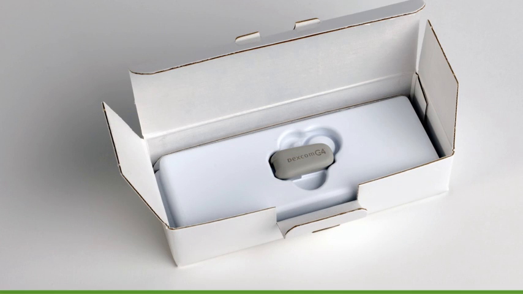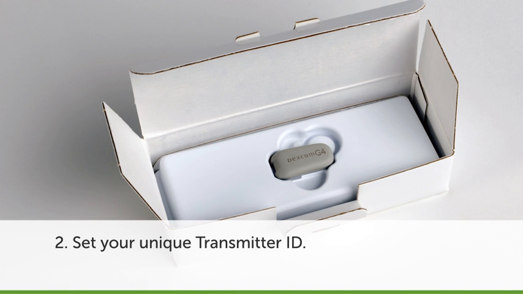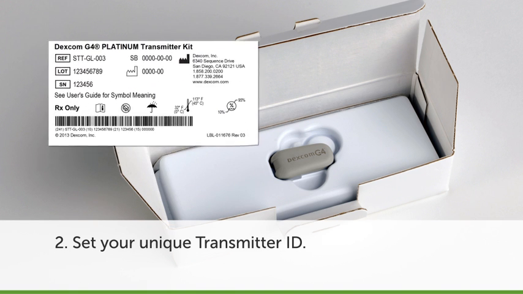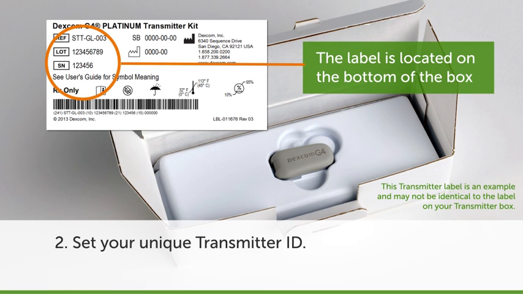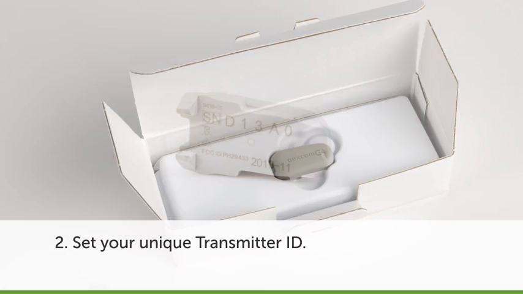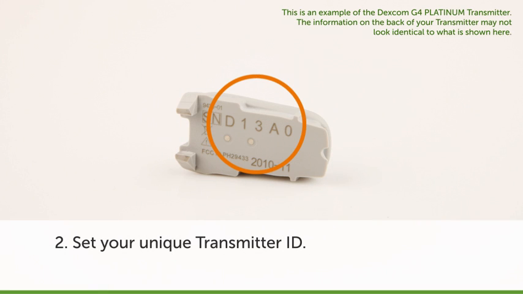Your unique transmitter ID makes it possible for your transmitter to talk only to your receiver. The ID can be found in the following locations: on the outside of the transmitter box label and engraved on the back of the transmitter itself. If you have difficulty locating your transmitter ID, contact Dexcom technical support.